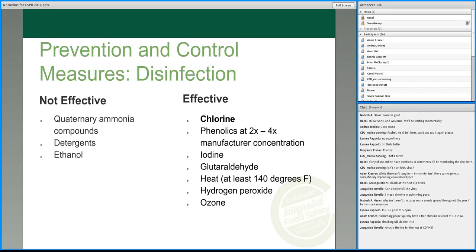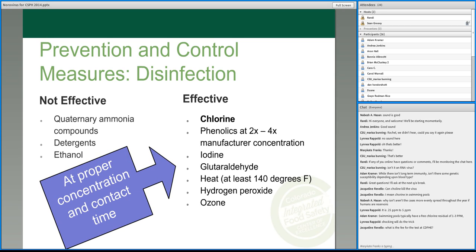Okay, so I have stressed how important cleaning and disinfection is, probably every slide for the past 10 to 15 minutes. So let's talk about how that's done. So first I'm going to tell you about the products that do not do the job against norovirus. And these are quaternary ammonia compounds, detergents, and ethanols. These will not deactivate norovirus. Other things that are effective are chlorine, phenolics at 2 to 4 times the manufacturer's recommended concentration, iodine, glutaraldehyde, heat, again at least 140 degrees Fahrenheit, hydrogen peroxide, and ozone. However, the caveat to all of this is that is only at the proper concentration and for the proper contact time.